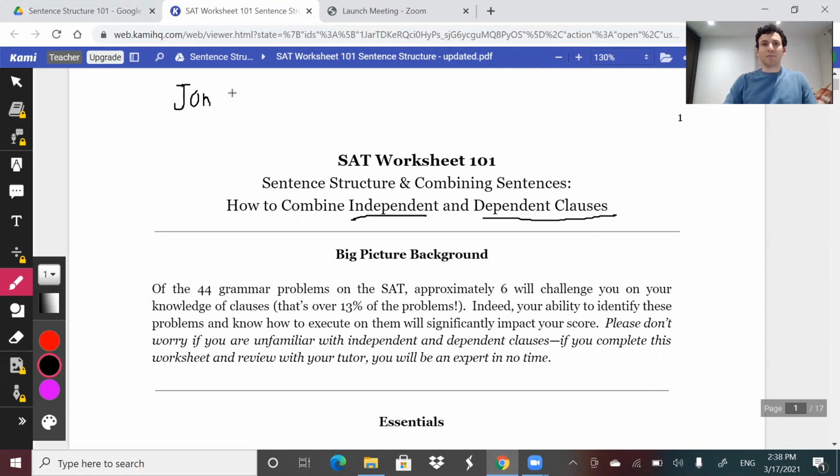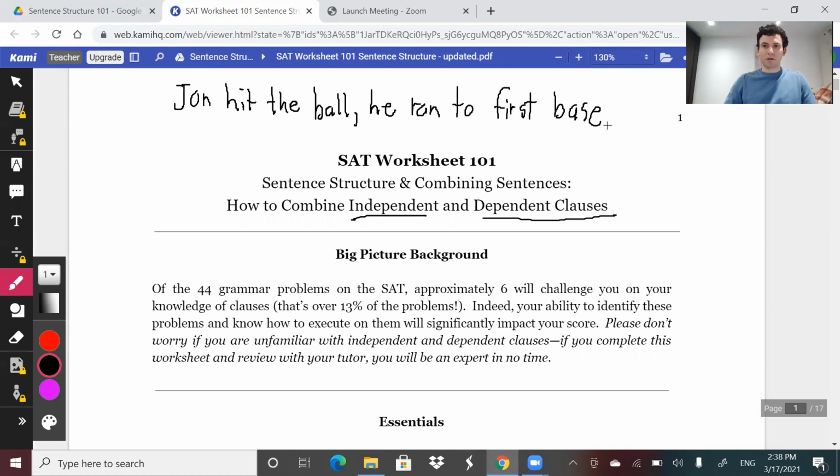I'm going to say, John hit the ball, comma, he ran to first base. And if you want, pause the video and take a moment to think about whether this is correct or incorrect. John hit the ball, he ran to first base. I'm going to keep on talking. So if you want to pause, now is your chance.